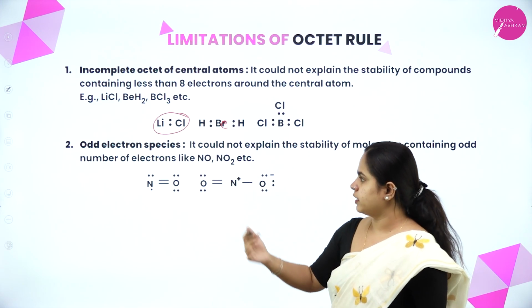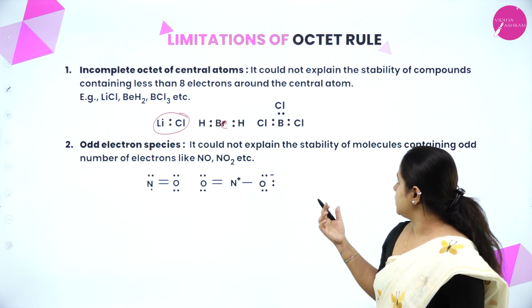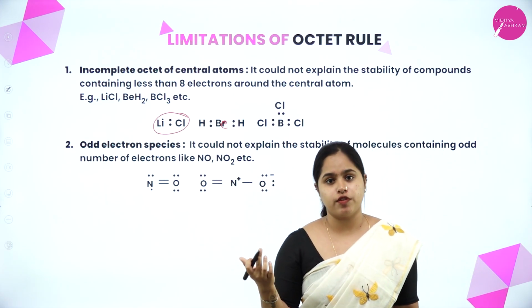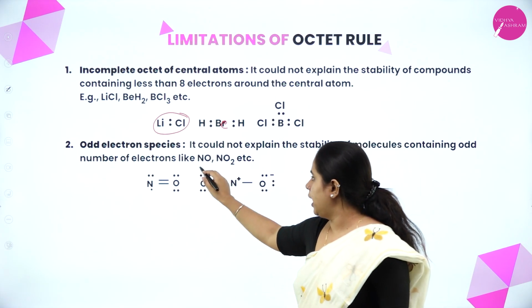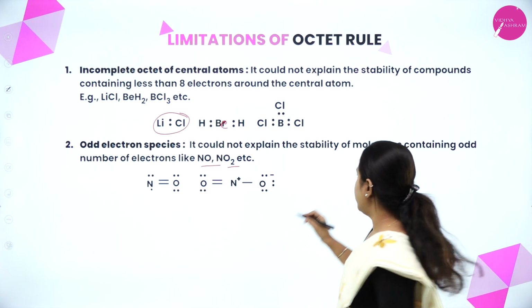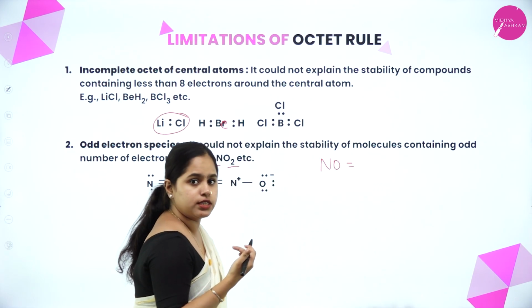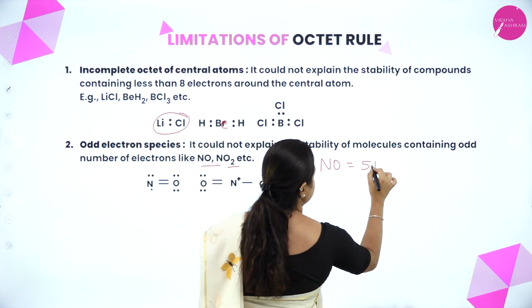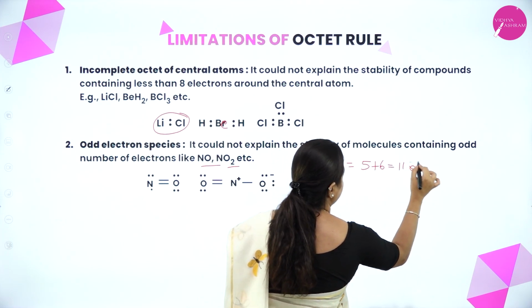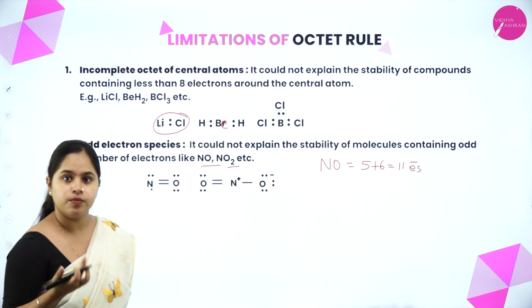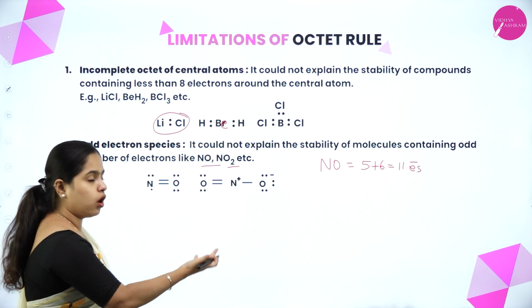Now, odd electron species. It could not explain the stability of molecules containing an odd number of electrons, like NO and NO2. For NO, if we see, what is the total number of electrons? It is 5 plus 6, which is equal to 11. 11 electrons are present in the valence shell. So that is an odd number species.